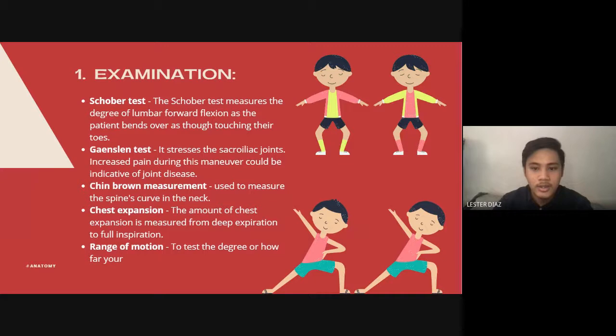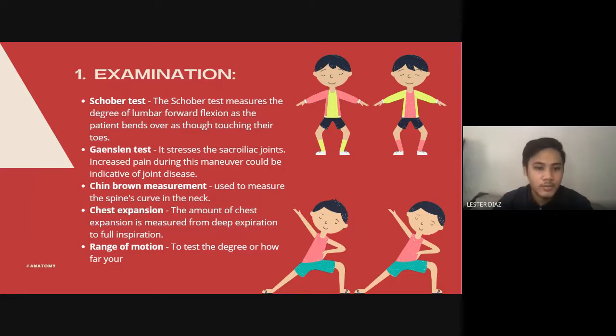Second is the Gaenslen's test. Sacroiliac pain is often found in the early stage of ankylosing spondylitis. Gaenslen's maneuver, another name for Gaenslen's test, stresses the sacroiliac joints. Increased pain during this maneuver can be indicative of joint disease.